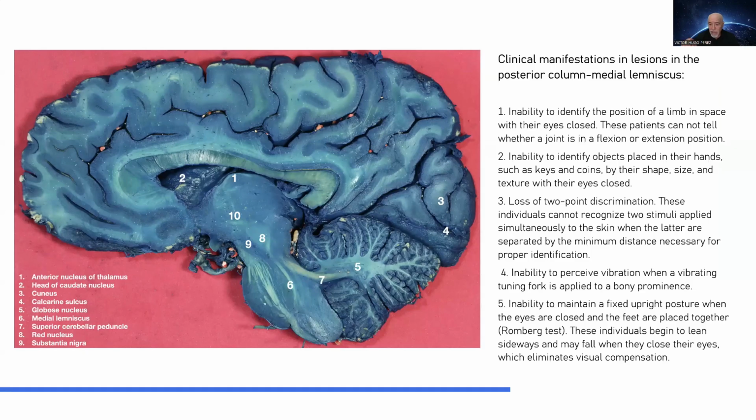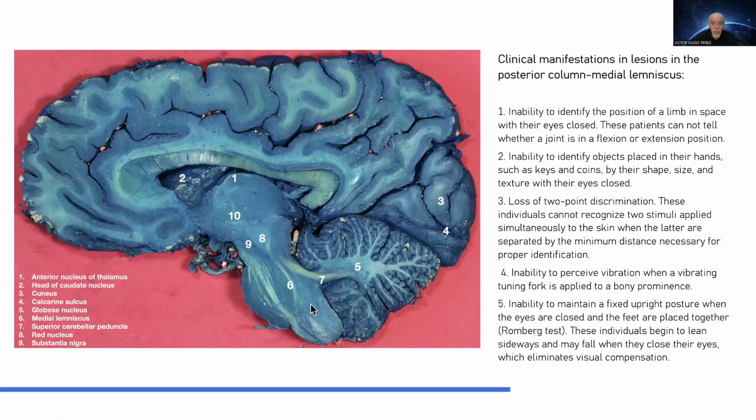And the last, inability to maintain a fixed upright posture when the eyes are closed and the feet are placed together. This is known as the Romberg test. These individuals begin to lean sideways and may fall when they close their eyes, which eliminates visual compensation.